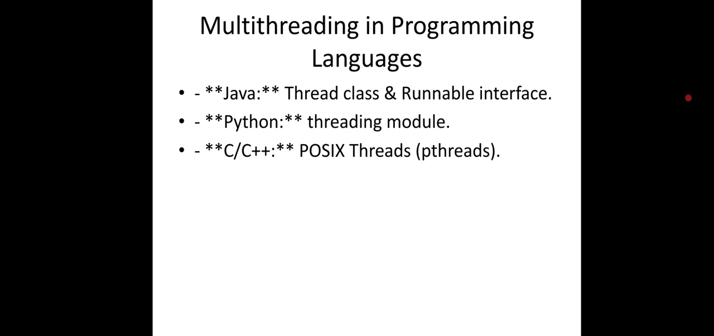Multi-threading in programming languages. In Java, the Thread class and Runnable interface. In Python, the threading module. In C and C++, POSIX threads, Pthreads.